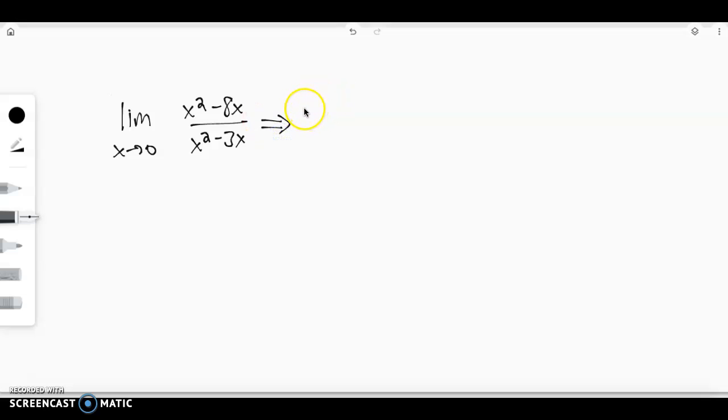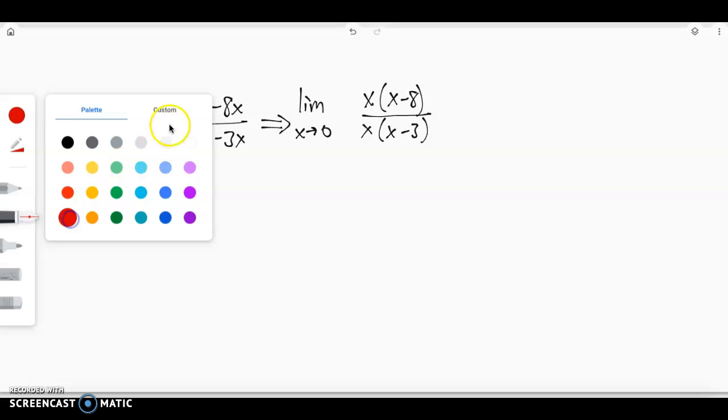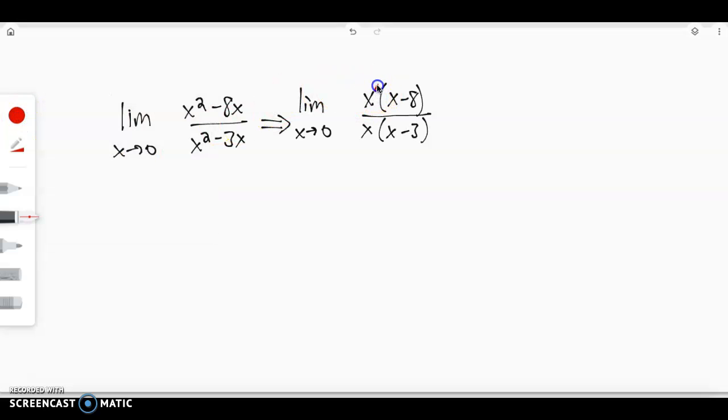So now we're going to find the limit as x approaches 0. If I pull out a GCF of an x from the top, an x can come out front, and I'll be left with an x minus 8 inside. On the bottom, same thing, pull out that x, and you have an x minus 3 left over. And so now we can cancel out those x's.